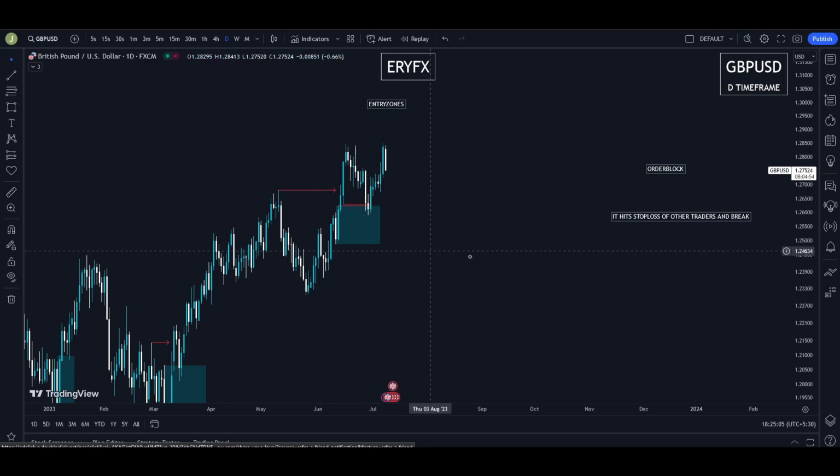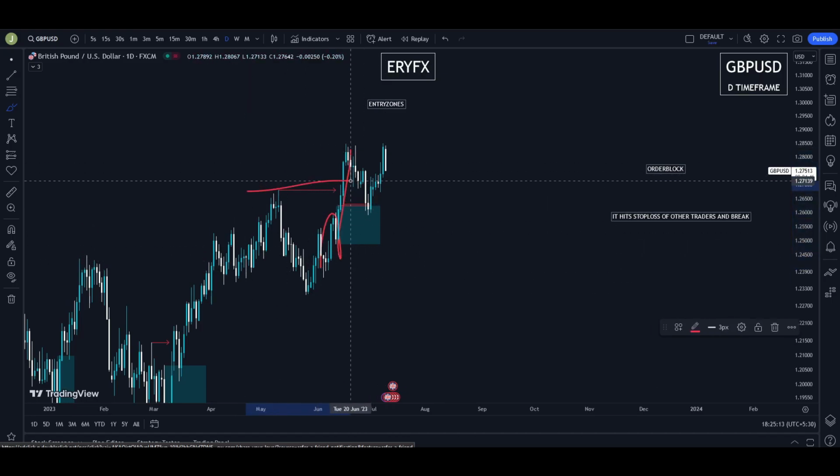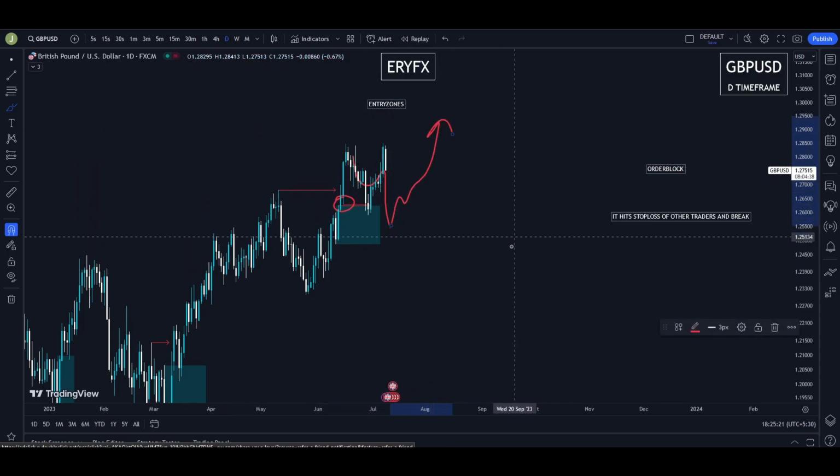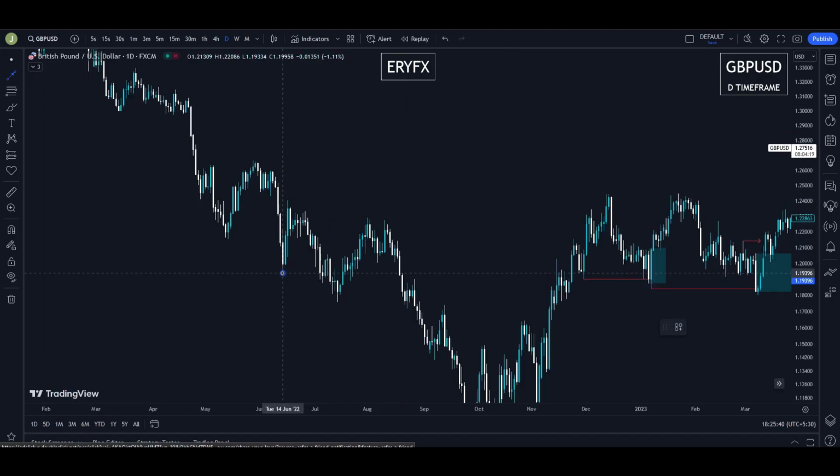It doesn't require hitting the stop losses of other people, but it's the same thing. It's just the last push before it breaks a high structure, and it needs an imbalance before that, so it can come back, close this imbalance, and then move higher. This one was for the sells.